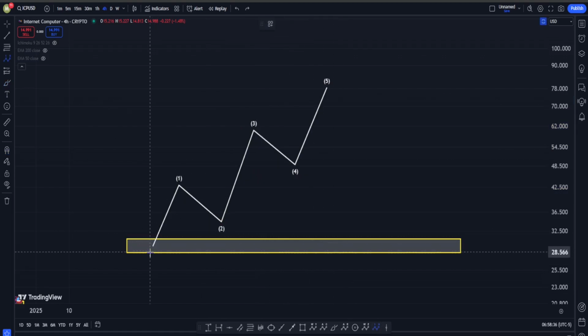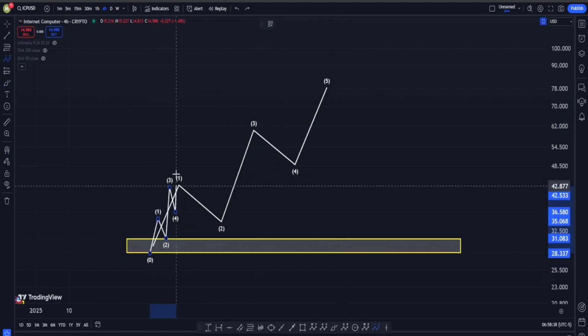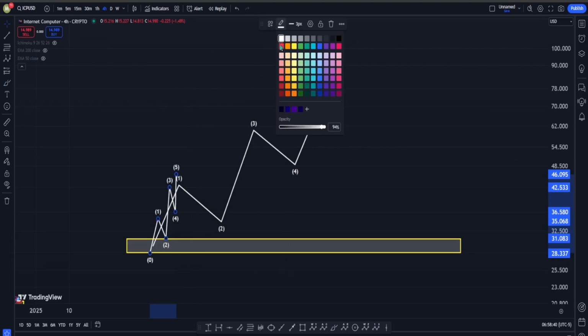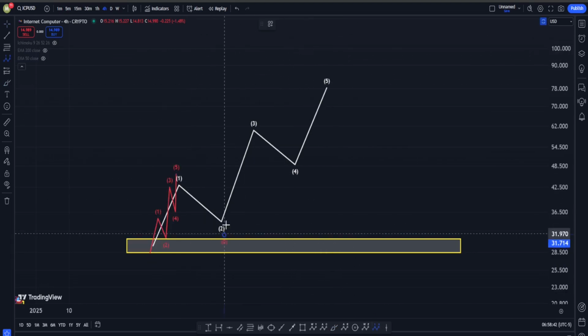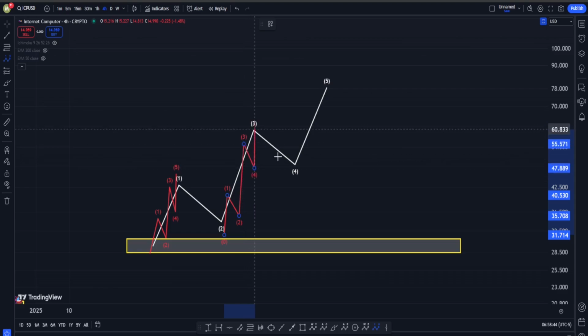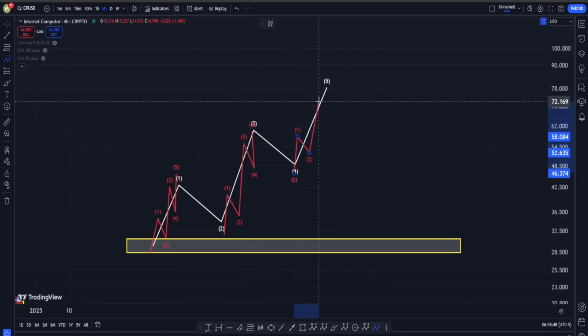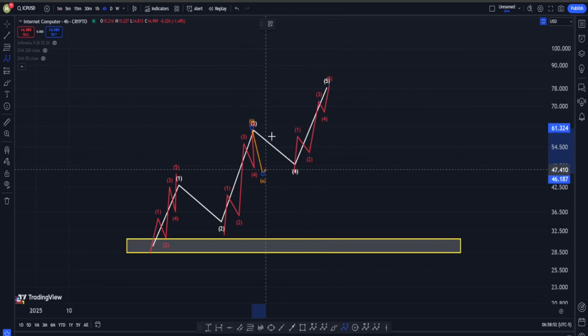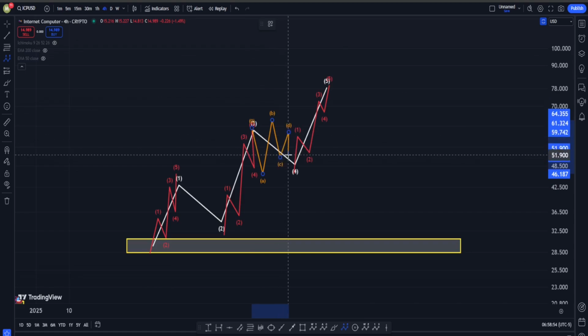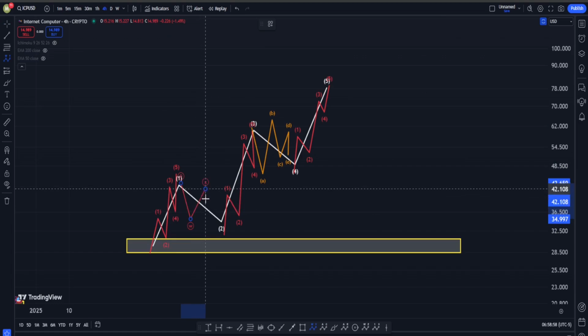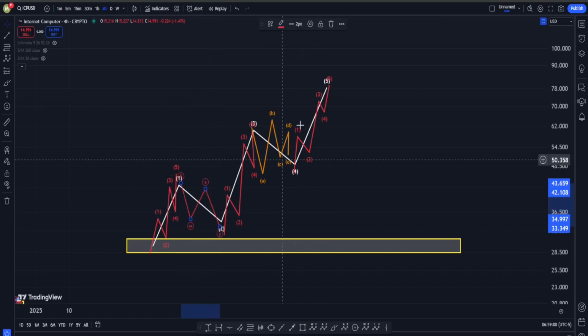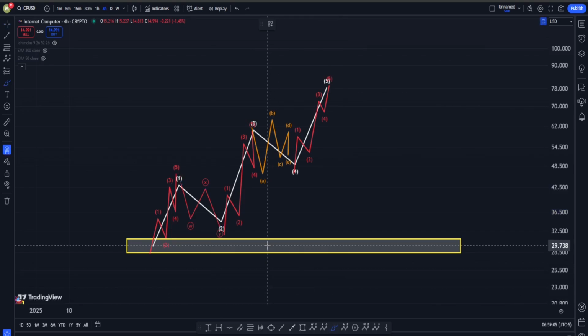And in terms of the sub waves, we must have 5 waves up into waves 1, 3, and 5. There we go. And for waves 2 and 4, we can have different possibilities, it doesn't really matter. Let's say an A, B, C, D, E triangle into 4, and maybe, sure, a WXY structure into wave 2. Understood?